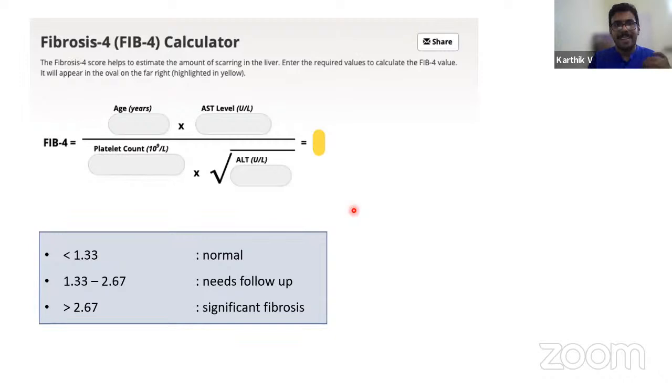As an internal medicine resident, all of you can make a habit of calculating the FIB-4 score. It is available in all the medical calculators like MedCalc, and FIB-4 is available as a specific app in your app store. So you can enter all these four values and you can get it. This is a non-invasive method for assessing the fibrosis status of the liver. More than 2.6 suggests significant fibrosis and needs an urgent referral to the gastroenterologist.